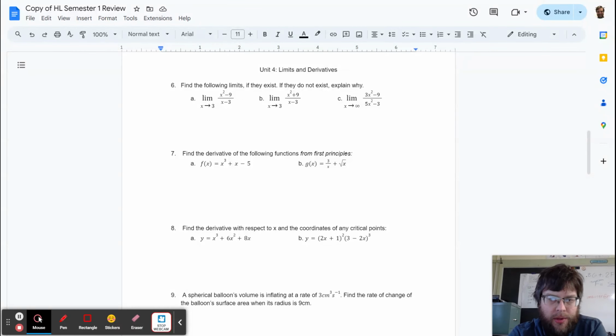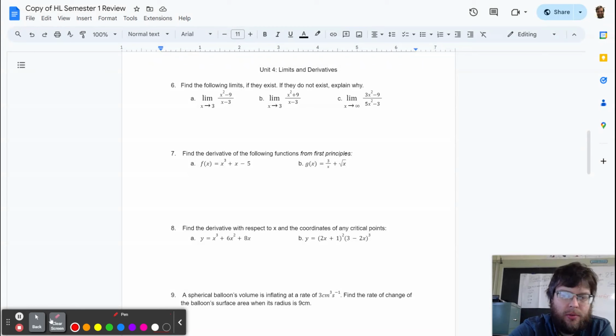All right, so here we go with the Unit 4, Semester 1 review. Going through these problems quickly. I may leave them off if it just gets too nasty with solving some things, just for the sake of time. So on this first limit here, I can't plug in 3 because that would make the denominator equal 0.